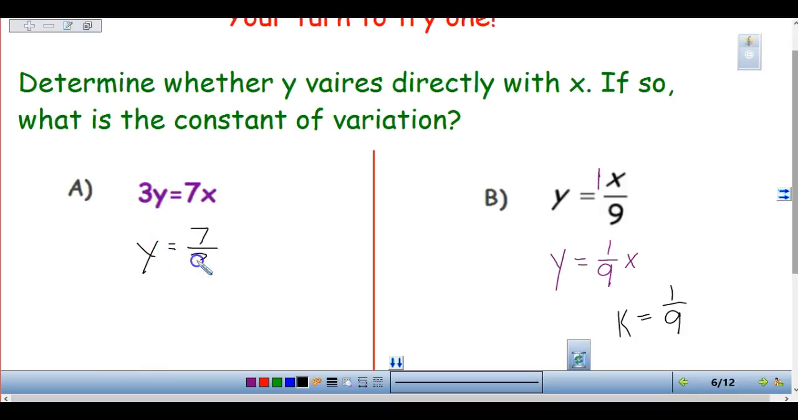Okay, this one, what did you guys get? Yeah, 7/3. So see here how the 7 was already there, so you could see it more as a fraction versus that other one when it was 1. So your k here would have been 7/3. So both of those are direct. Really, the only thing that makes it not direct is when you add on a number. Or subtract.